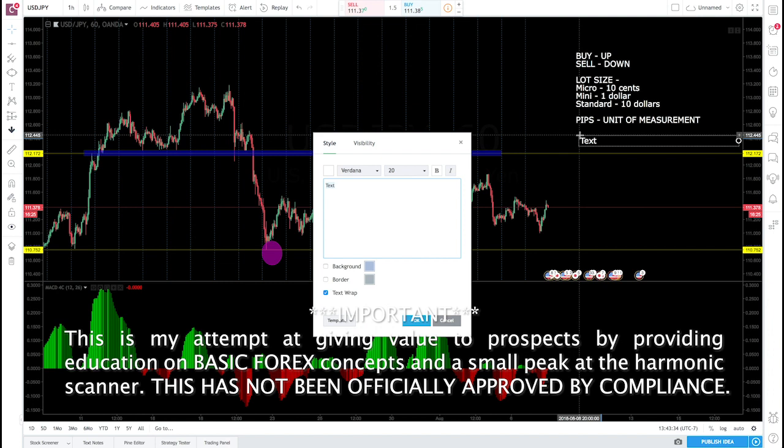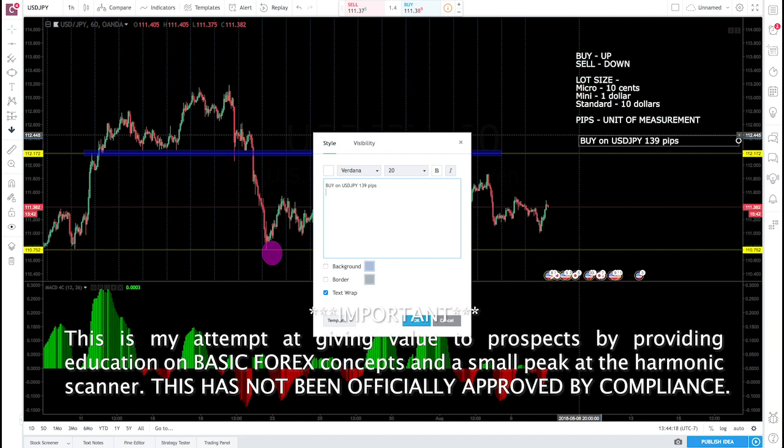This buy on USD JPY, 139 pips. Now, all you have to do is take whatever lot size you chose for the trade and multiply it by the pips. If you use the micro, you would multiply that by 139, right? By 10 cents. 10 cents times 139. If you use the mini, you'd do $1 times 139. If you had a standard, you'd do $10 times 139.